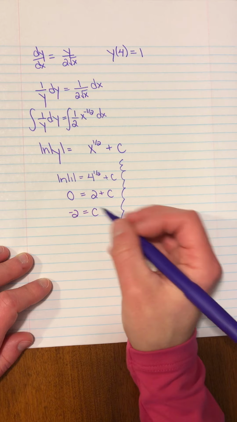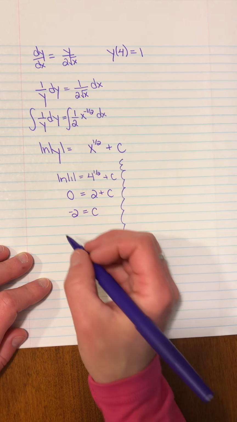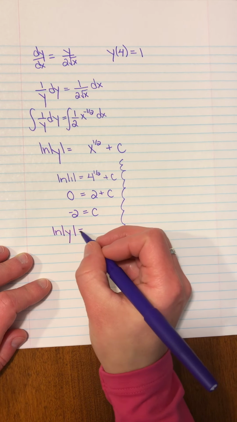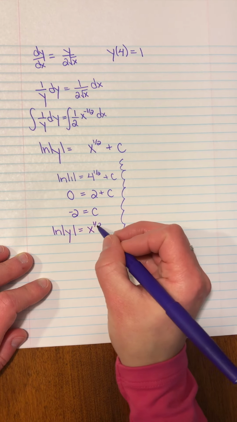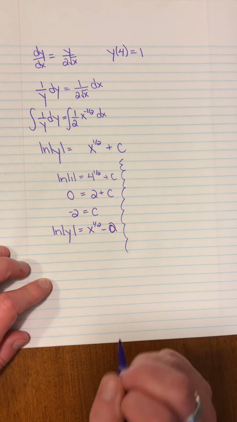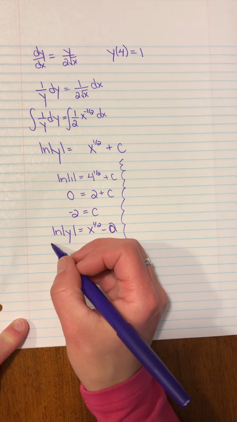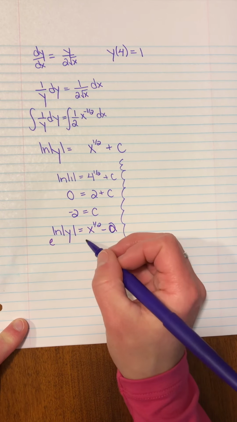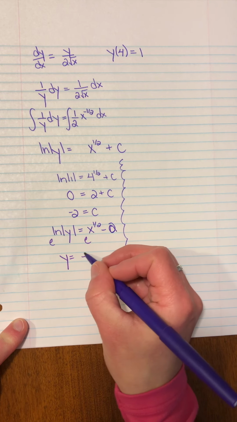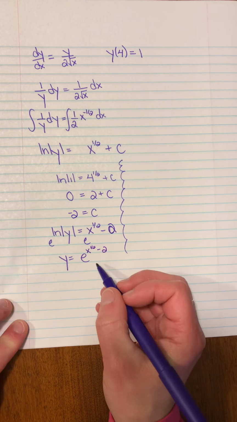Now if we use this method, that means I have to plug c back into this equation right here. So it would be ln of the absolute value of y equals x to the 1/2 minus 2. All right, so if I use that method, then I could solve for y by taking e to both sides. So y equals e to the x to the 1/2 minus 2. And that's it, done.